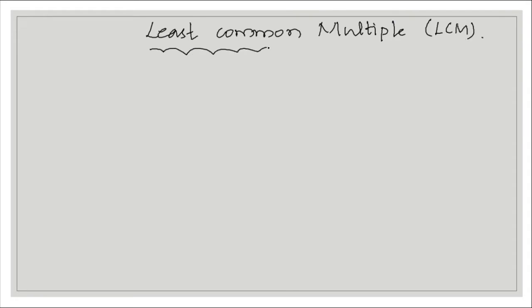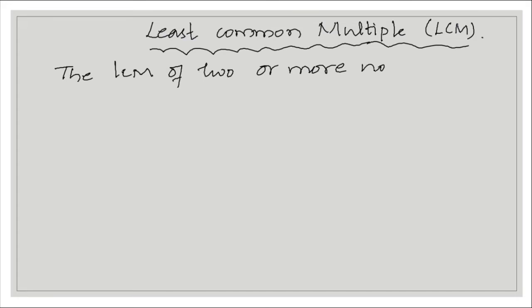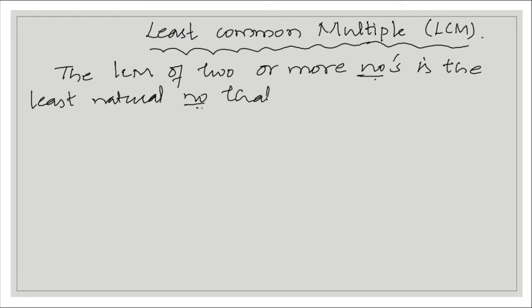What is the meaning of least common multiple? I'll put it in this way. The least common multiple, or the LCM, of two or more numbers is the least natural number that is a multiple of the given number.